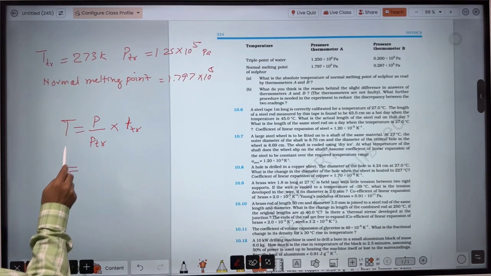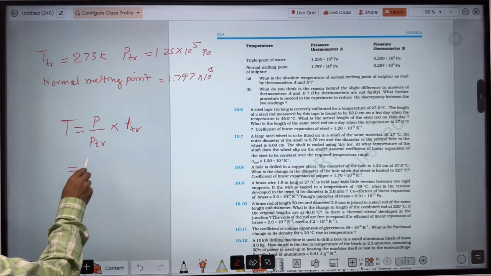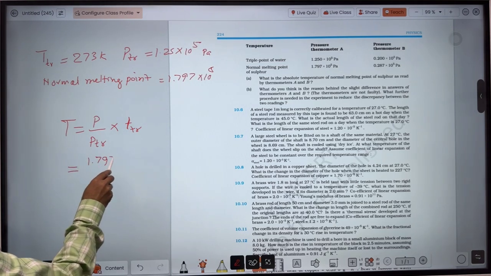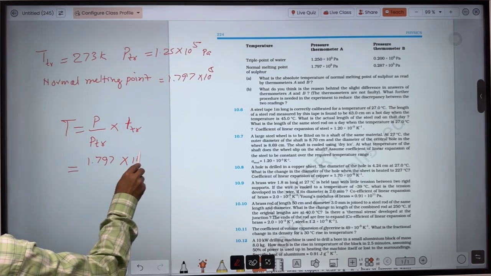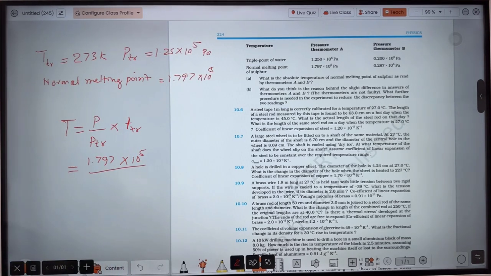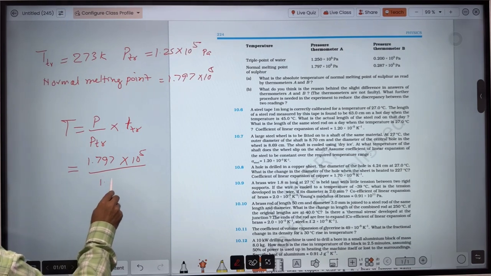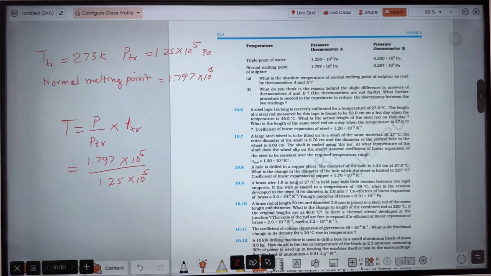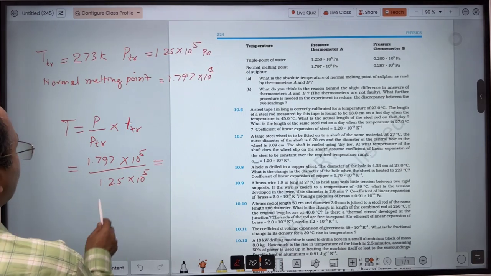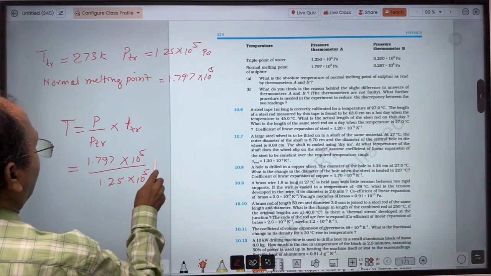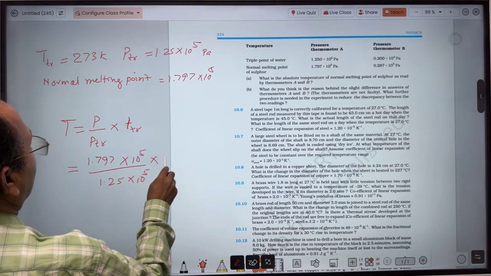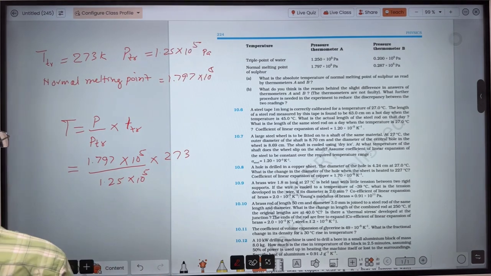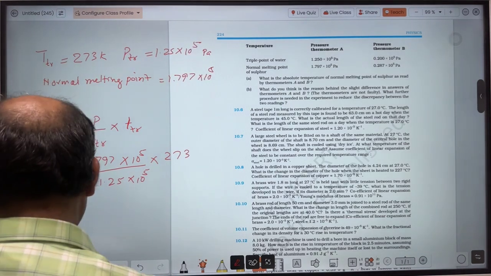It will give, P is given, it is 1.797 into 10 to the power 5 divided by PTR, that is given as 1.25 into 10 to the power 5. So you can evaluate it. Here one thing is missing. I have put this value and we have to write this one also. T triple, that is 273, right? And then you can evaluate. So this is one part.